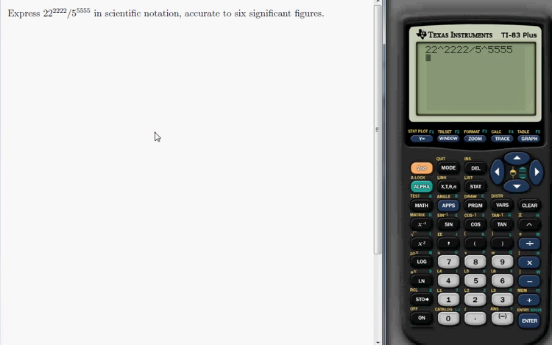Certainly the way that I would have done a problem like this back when I was taking pre-calculus, and that is to use logarithms. So let A be equal to 22 to the 2222nd divided by 5 to the 5555th. Now let's take the logarithm of both sides, and by tradition only, let's take the logarithm base 10. And we're going to use logarithm base 10 because we're going to write this in scientific notation at the end.